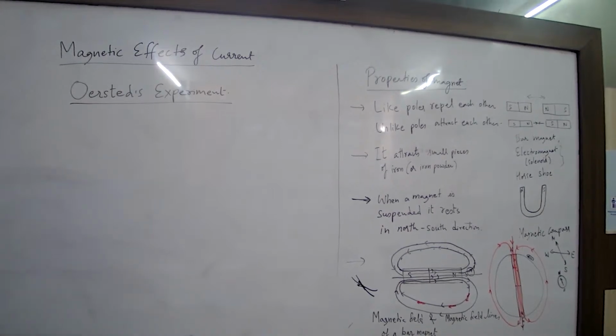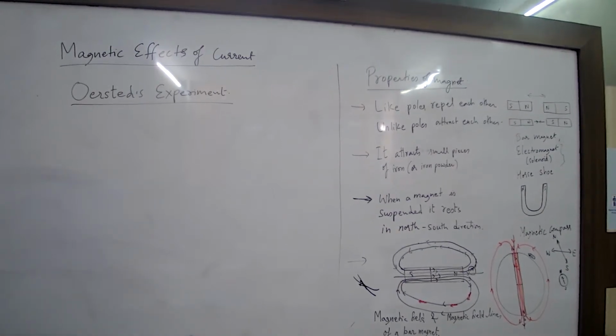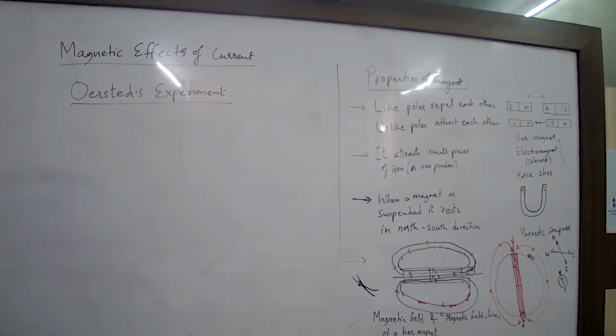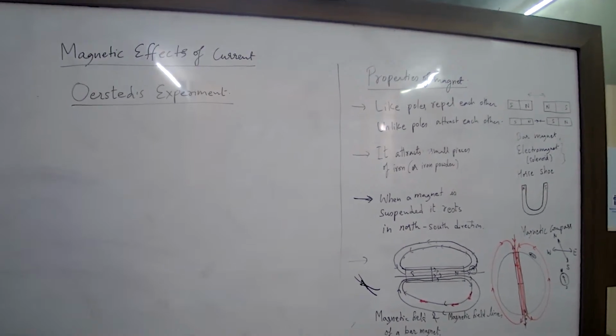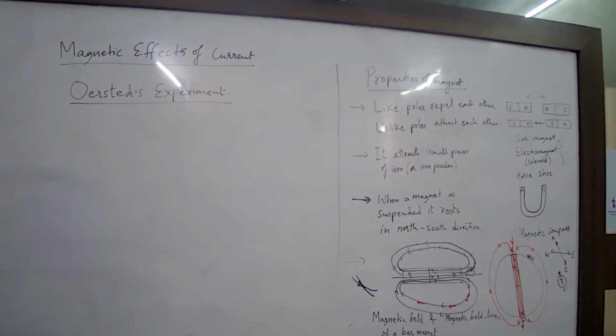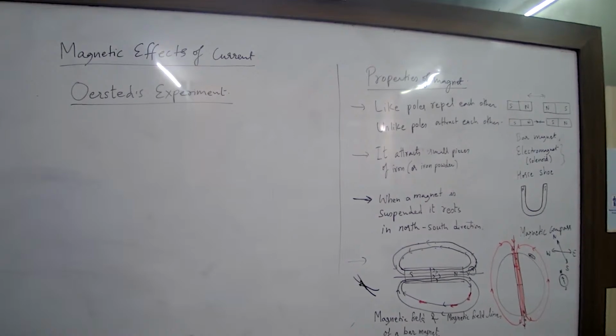Drawing magnetic field lines of a bar magnet.